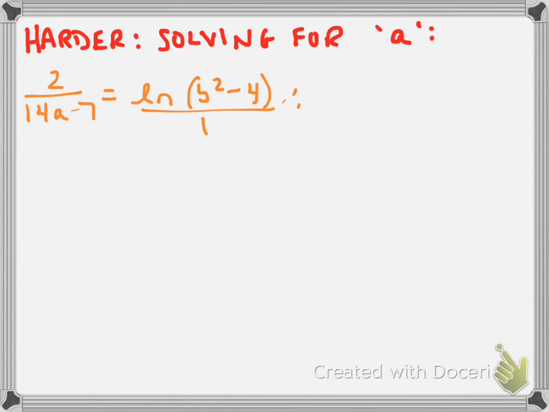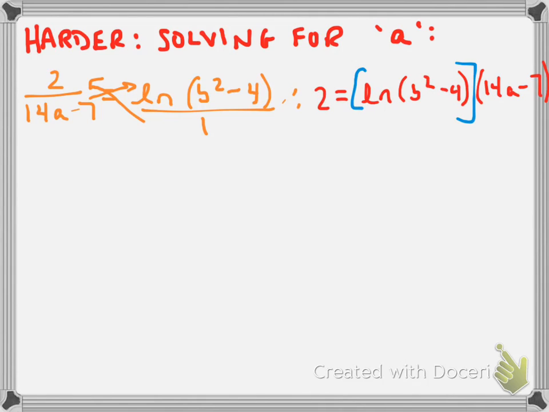So I'm going to rewrite this now as, so I'm cross multiplying here and here. So we're going to say that 2 times 1, which is just going to be 2, equals this whole thing, the natural log of b squared minus 4 times 14a minus 7. Because we are solving for a, I need to get everything else over, and we can think of this as being this own quantity here. Because we didn't multiply this across, we left it alone.